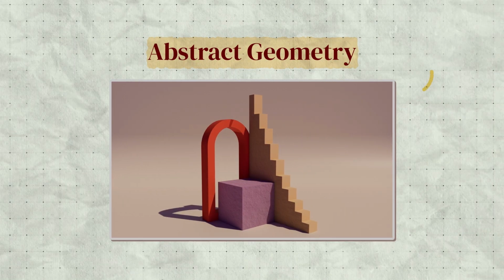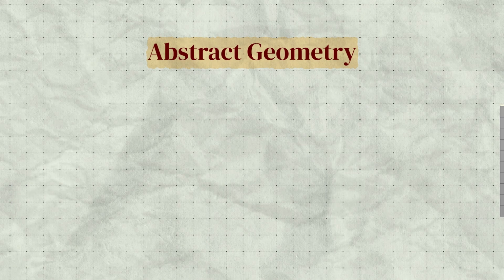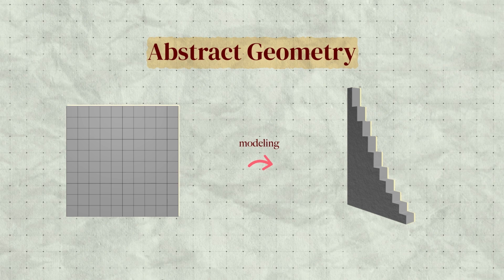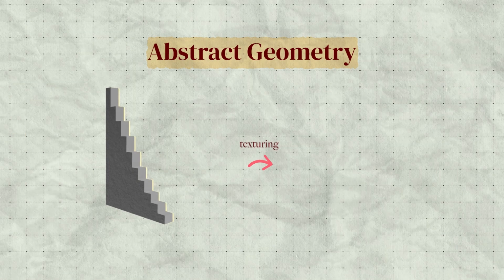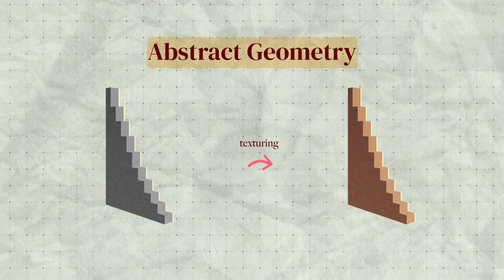We will create this abstract geometry in Maya. I will walk you through each and every step. We will set up our camera, we will go through some basic modeling and texturing and lighting and at last rendering. Now let's jump into our first step.